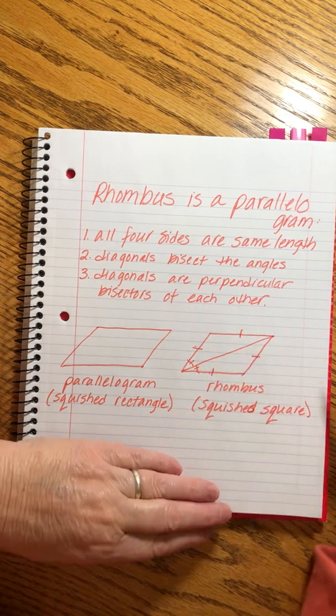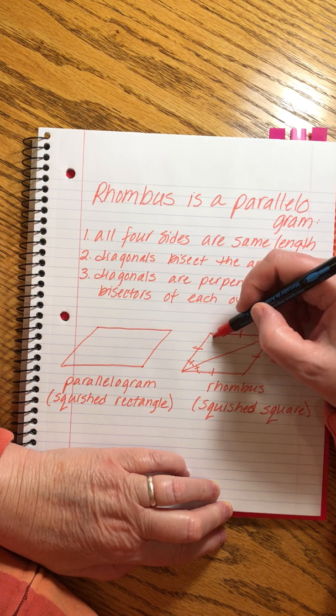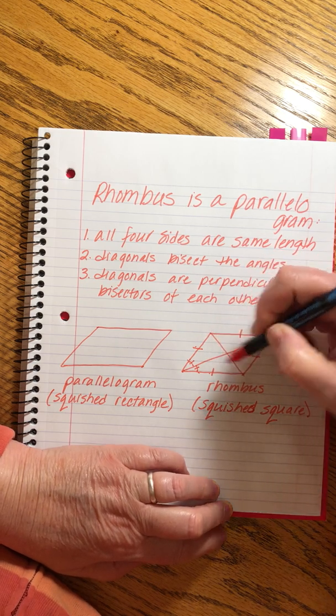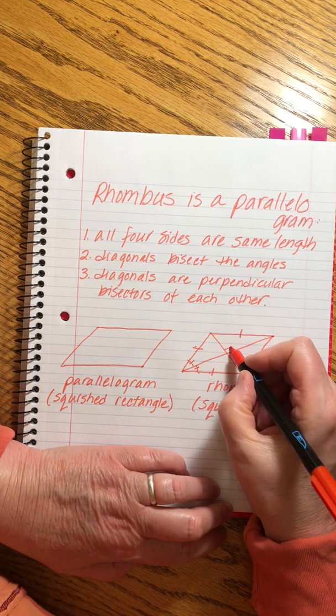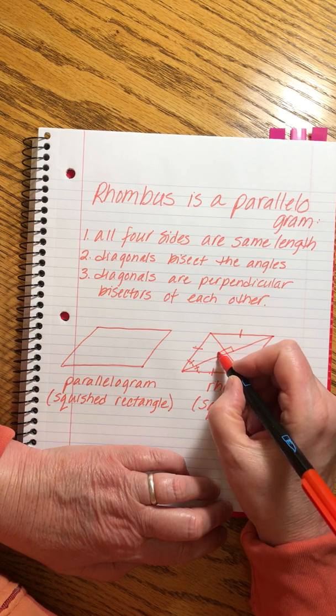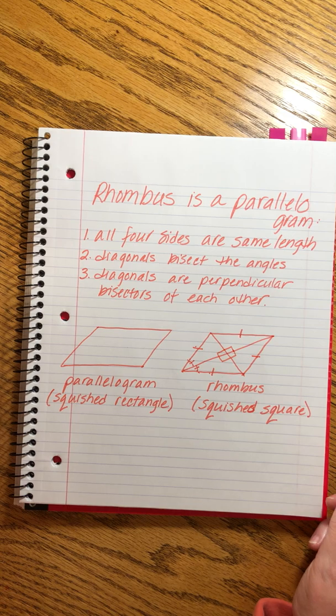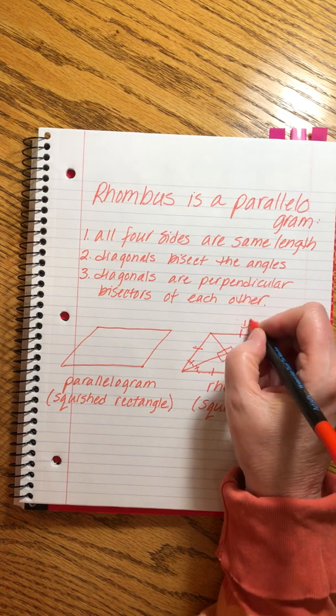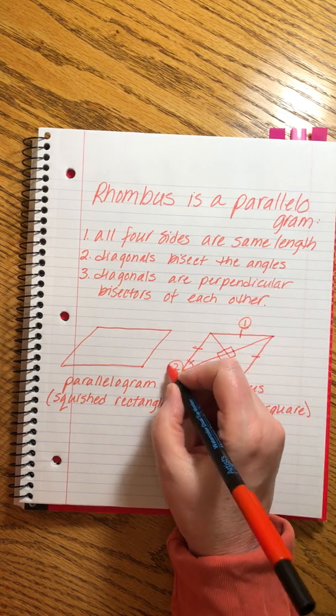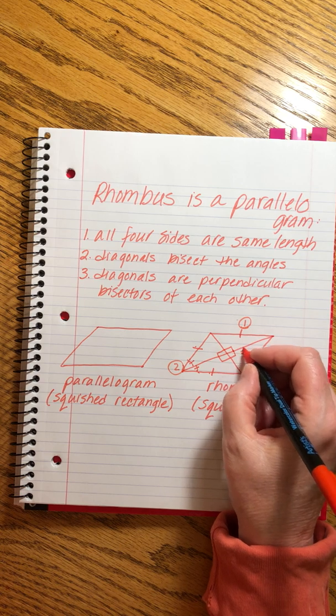Diagonals are perpendicular bisectors of each other. What that means is that if you draw both of these, and again, my picture doesn't necessarily look like it, they meet at right angles. All of these lines meet at right angles. All right, so this is number 1, this is number 2, and this is number 3.